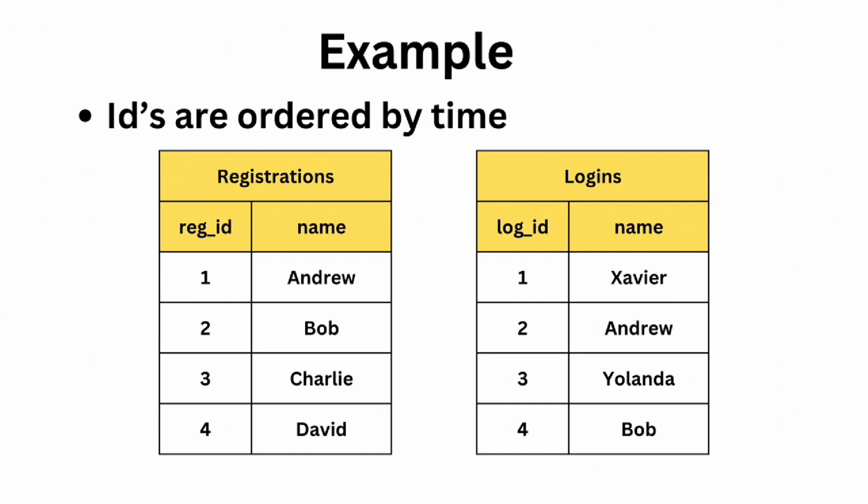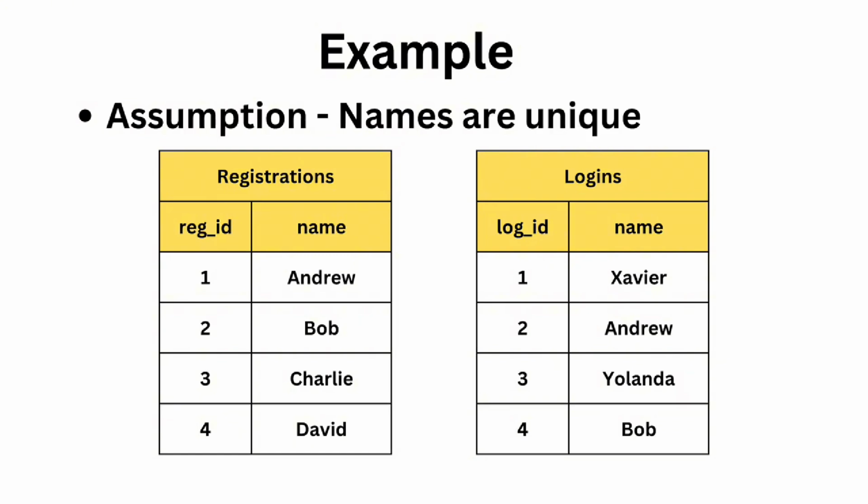So we can see the registrations column. We have Andrew who registered first, then Bob, then Charlie, then David. And then we have logins with Xavier, Andrew, Yolanda, and Bob. For the sake of simplicity, we're going to assume that in this little small universe, all the first names are unique. So there are not two Andrews, there's not two Bobs. Every person has a unique name.